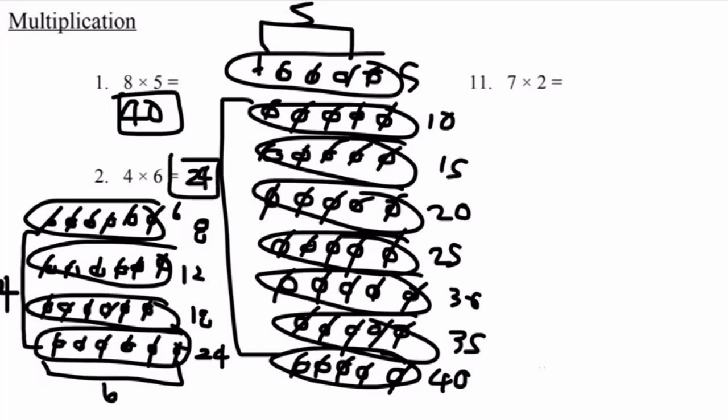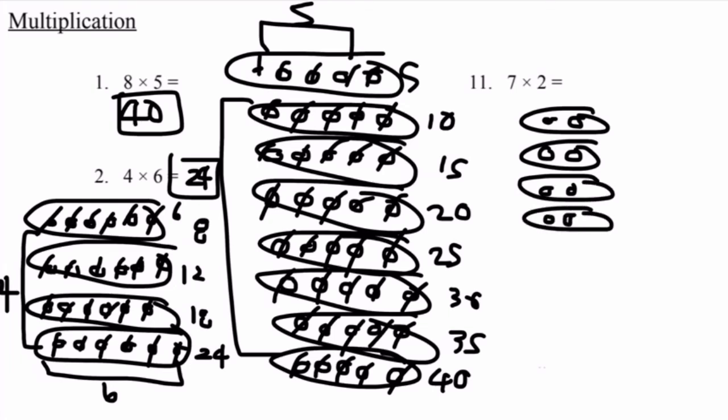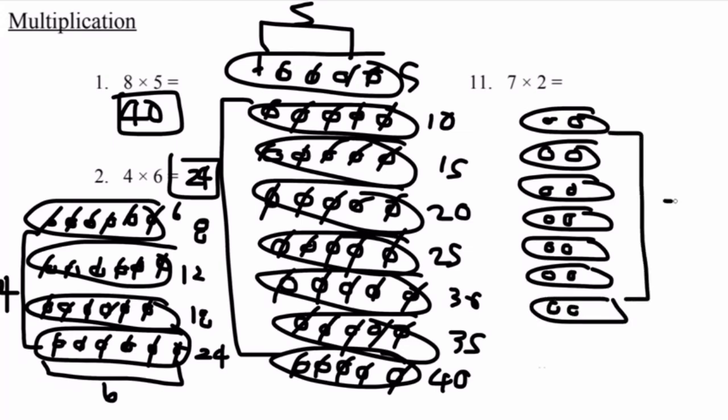Last but not least, number 11, 7 times 2. 7 times 2 can also be referred to as 7 groups of 2 circles. Let's draw it out so it's easy for us to solve. 1, 2, first group, second group, third group, fourth group, fifth group, sixth group, seventh group. We have a total of 7 groups of 2 circles.